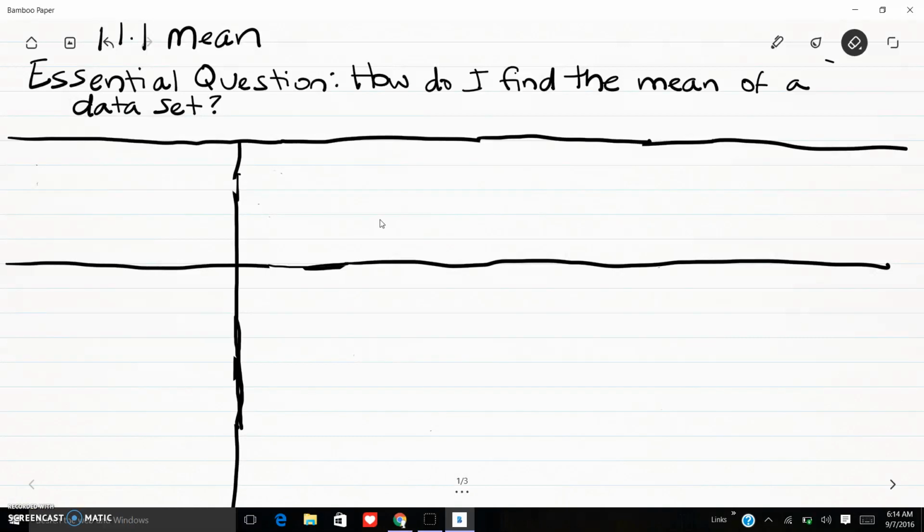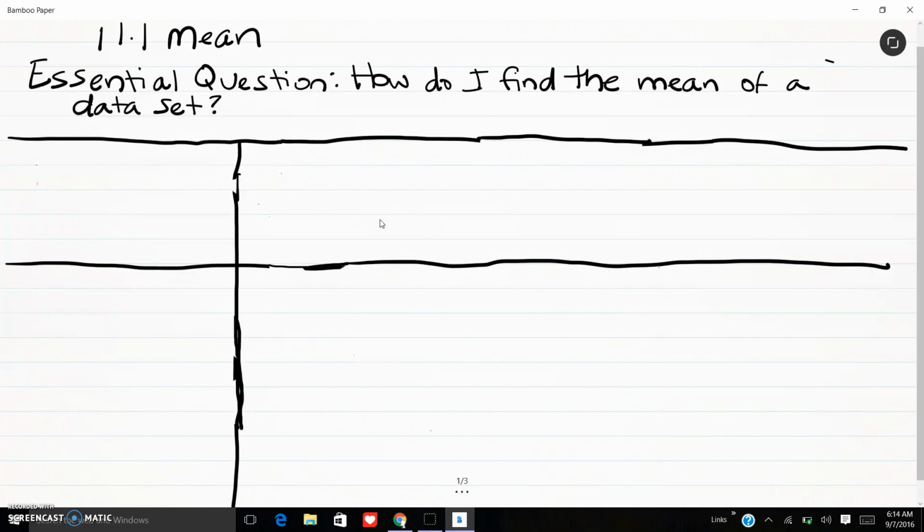Right, ladies and gentlemen, so we're going to be working on mean today. It's from chapter 11, but it is on your benchmark, so we have to go ahead and work on that so that you guys know what you're doing. All right, so the essential question is how do I find the mean of a data set? And don't forget, you can pause the video so that you can go ahead and write all of that down.